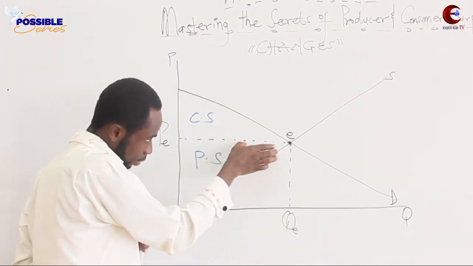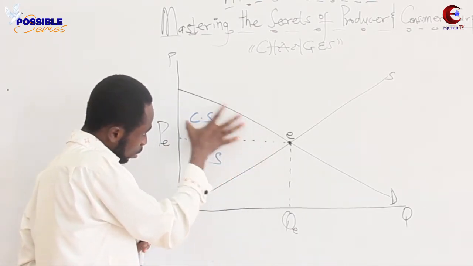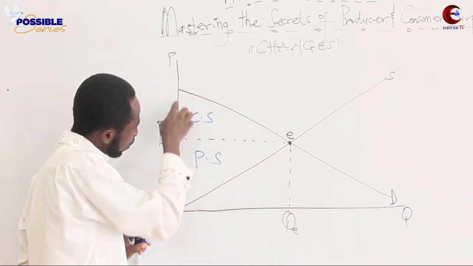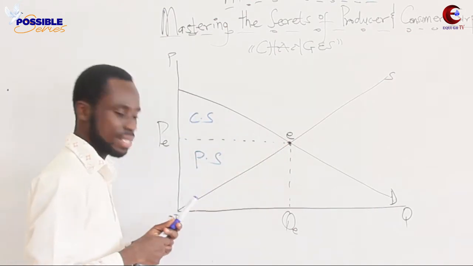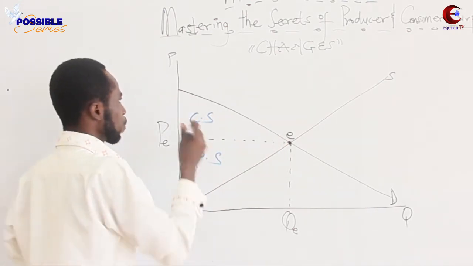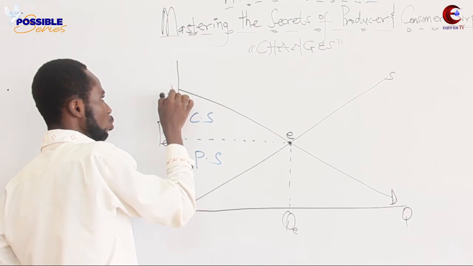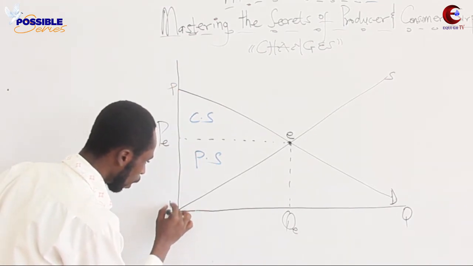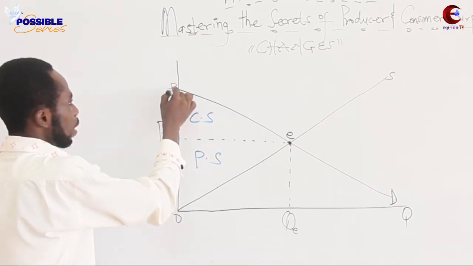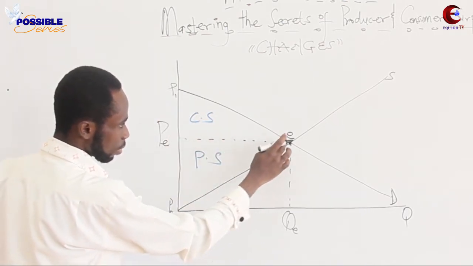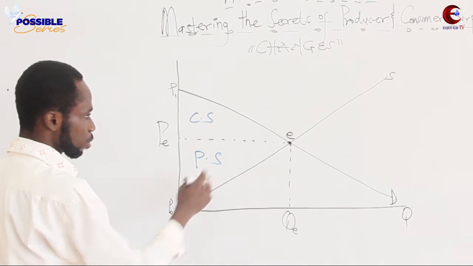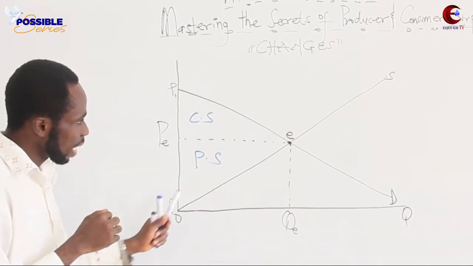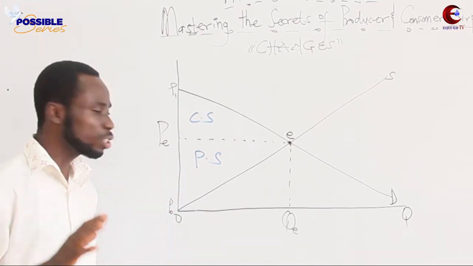So here, this portion, the right angle triangle here, is what is called the consumer surplus. And then the right angle triangle here is what is called producer surplus. I hope it makes sense. Nice one.